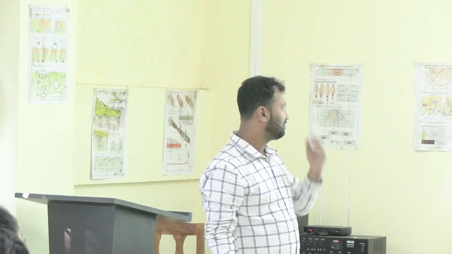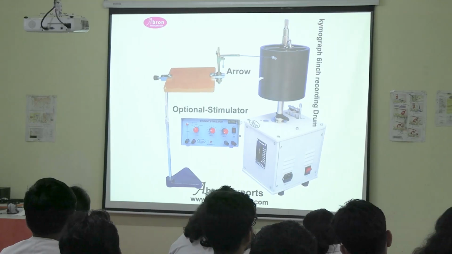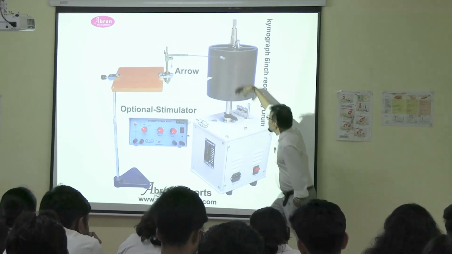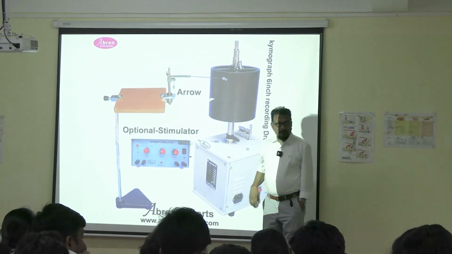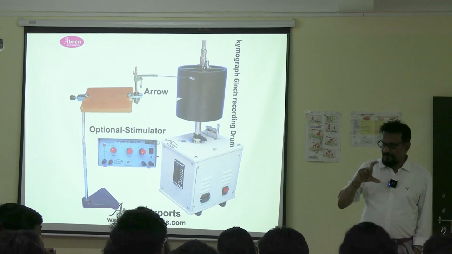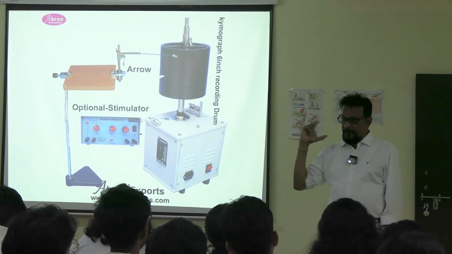This is the recording device. The right sided one is the kymograph. This is the recording device. So this is the lower part. This is nothing but a motor. So this motor has a shaft. This is the shaft. Within the shaft there is a drum. So on the outer surface of the drum, you can fix a white paper.